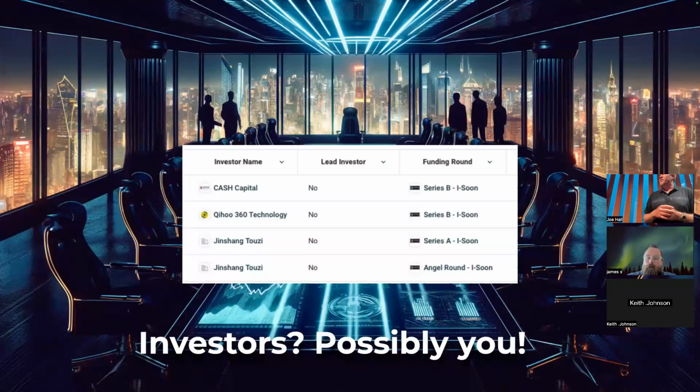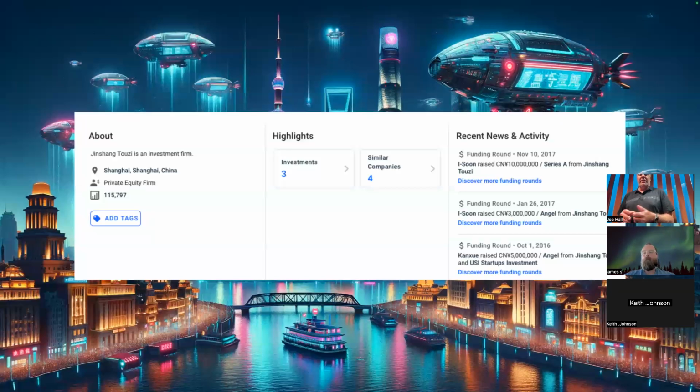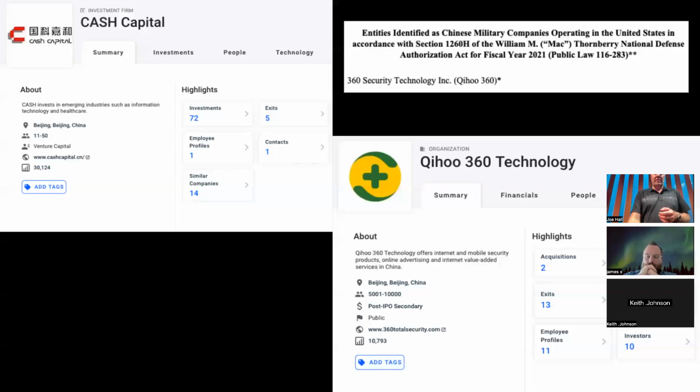The interesting part about their investors: Cash Capital. No, it's not cash money. It's the Chinese Academy of Sciences. And then Qihoo as well, which is still the largest EDR vendor in China. As Joe was saying, they're already on the naughty list with the US government and the UK government. And then Jin Sheng over here, he was their seed funder. He was also a startup investor in Pengsheng, which is a pretty popular security service over there. Pointed out that these are Chinese military companies and probably shouldn't be investing across the board.